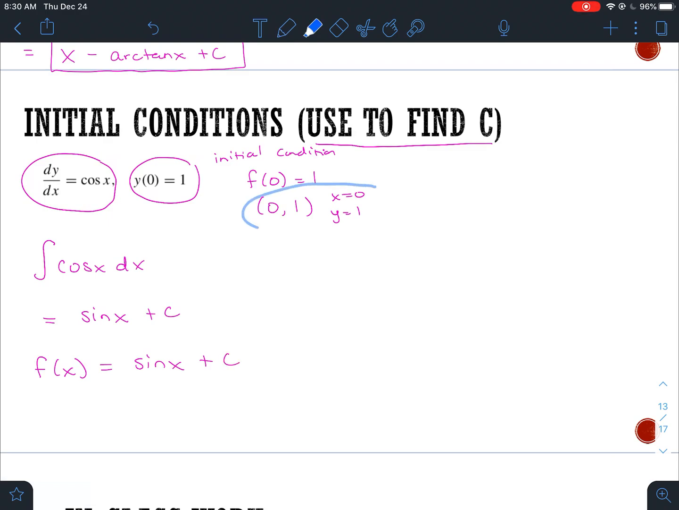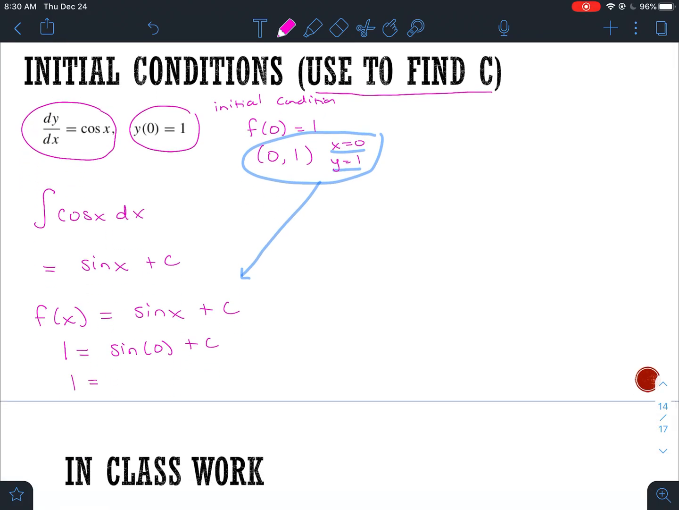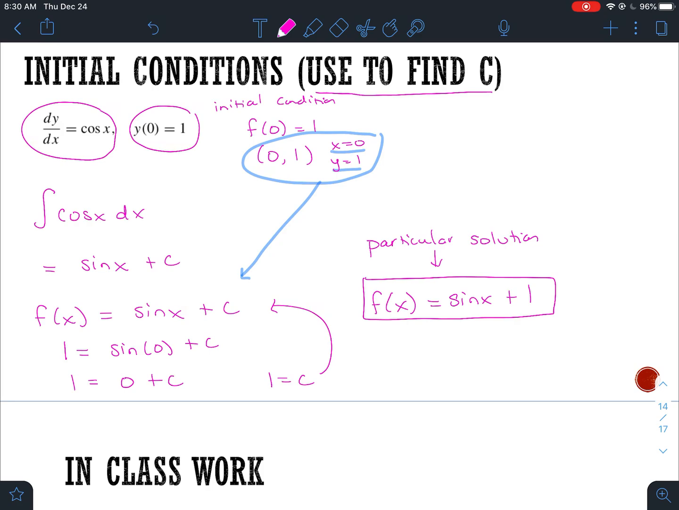Now in order to find c, we're going to use that initial condition. We're going to plug 1 in for the y, or the f of x, and we're going to plug 0 in for the x and see what happens. So I get 1 equals sine of 0 plus c. The sine of 0 is 0, so I get 1 equals 0 plus c, so c is going to be 1. Now that we have that, we just substitute it back in. This is called a particular solution, because I'm finding c. So my particular solution is going to be sine x plus 1.